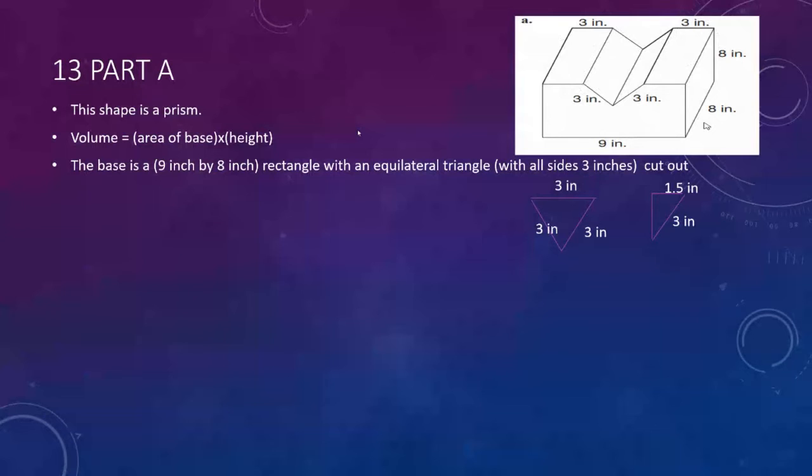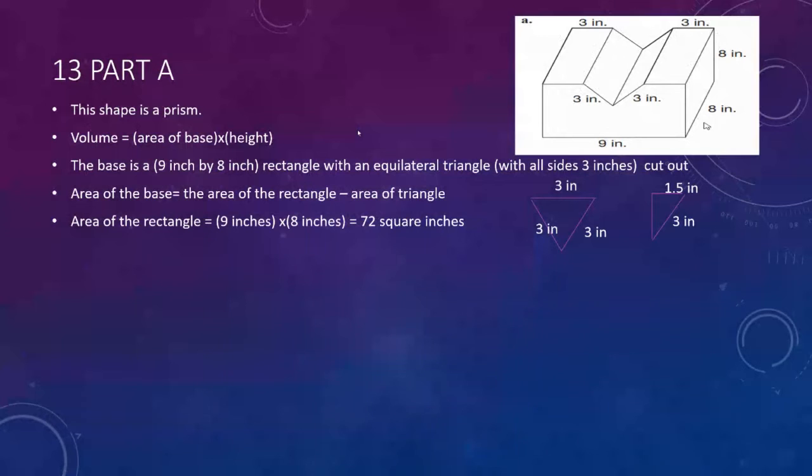Well, it's almost the whole rectangle, but it's missing an equilateral triangle. And all three sides of that equilateral triangle are 3 inches. To find the area of the base, we'll take the area of the rectangle minus the area of that triangle that's cut out. The area of the rectangle, that one's pretty easy. We're going to multiply length times width, so 9 inches times 8 inches. And that will give us 72 square inches.